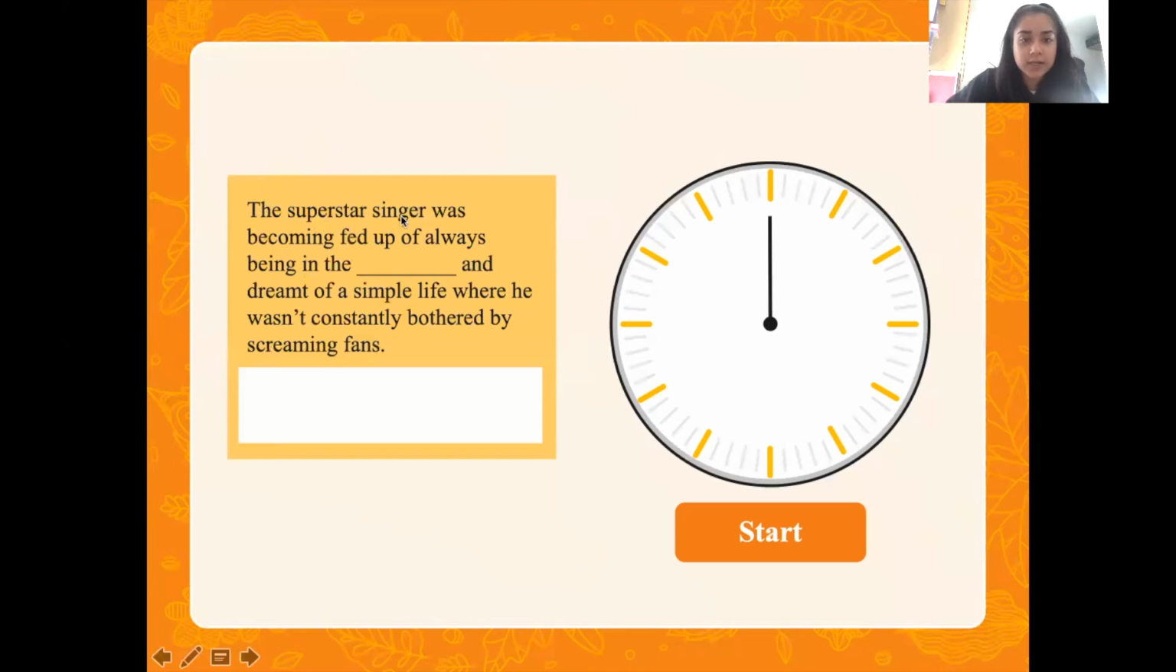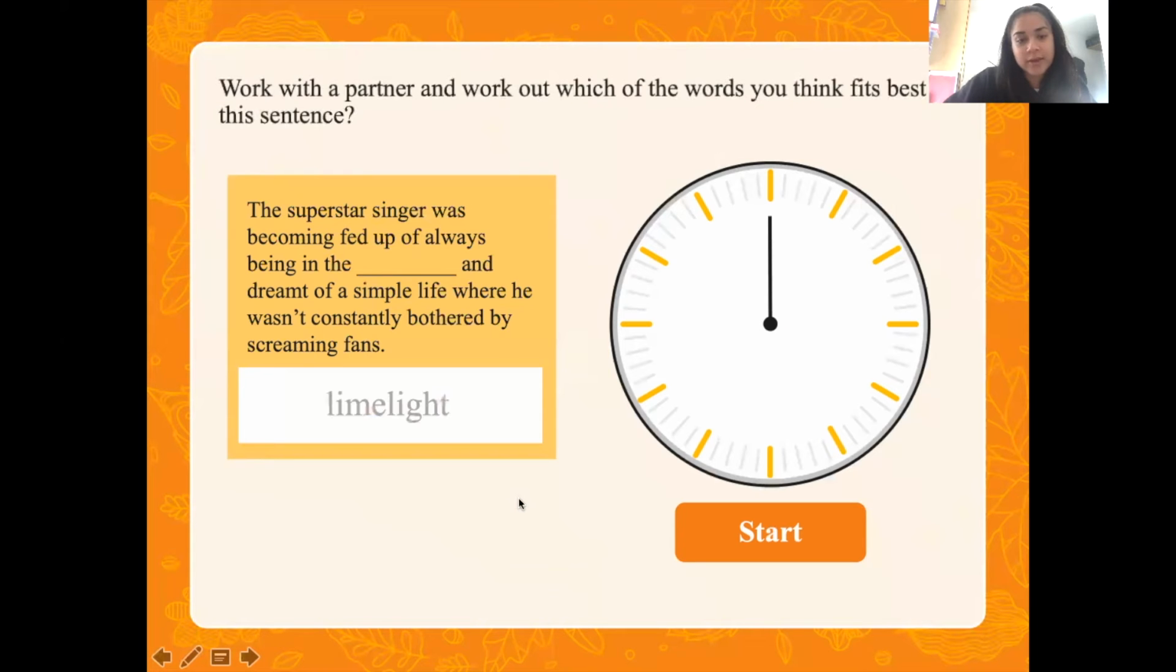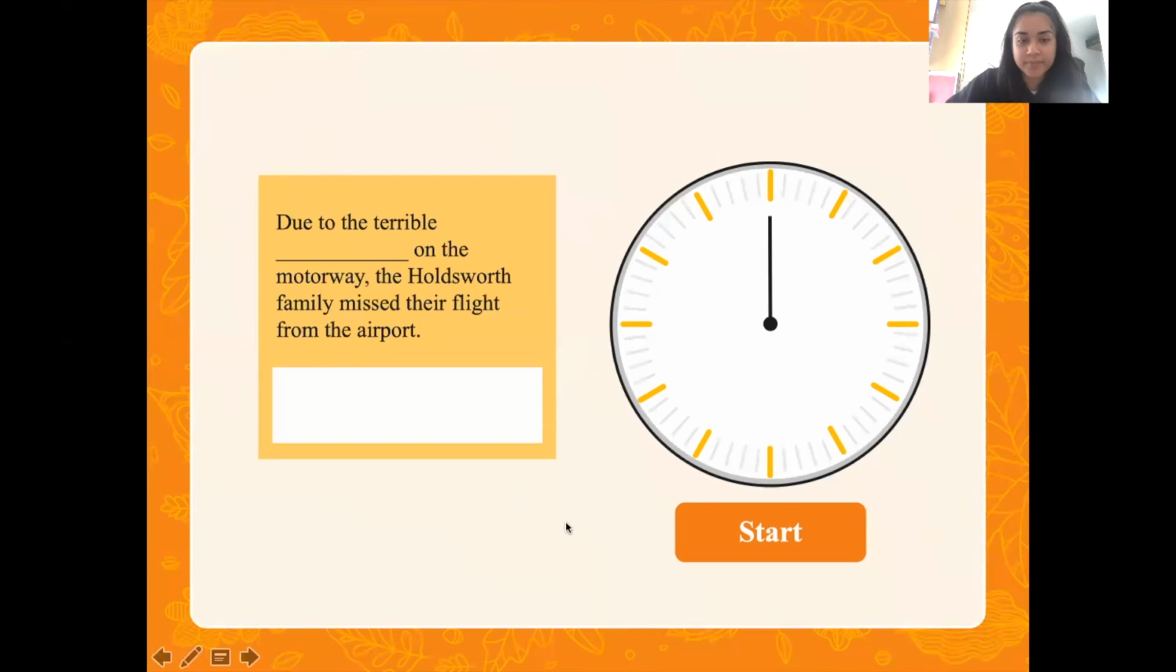Okay, gestation. Here's another sentence. The superstar singer was becoming fed up of always being the blank and dreamt of a simple life where he wasn't constantly bothered by screaming fans. Pause the screen, have a think. Which spelling word do you think it is? Brilliant, it's limelight. So the superstar singer was fed up of always being in the limelight and dreamt of a simple life where he wasn't constantly bothered by screaming fans.